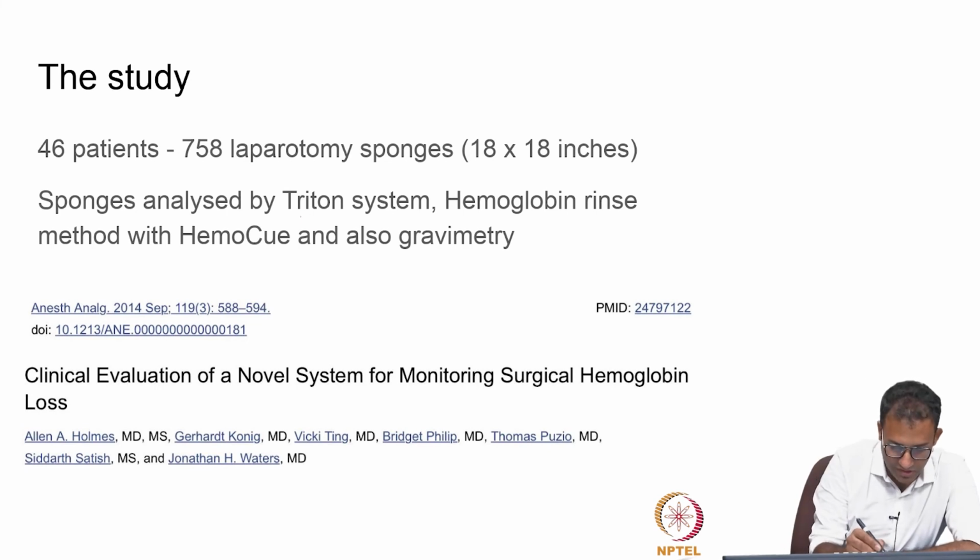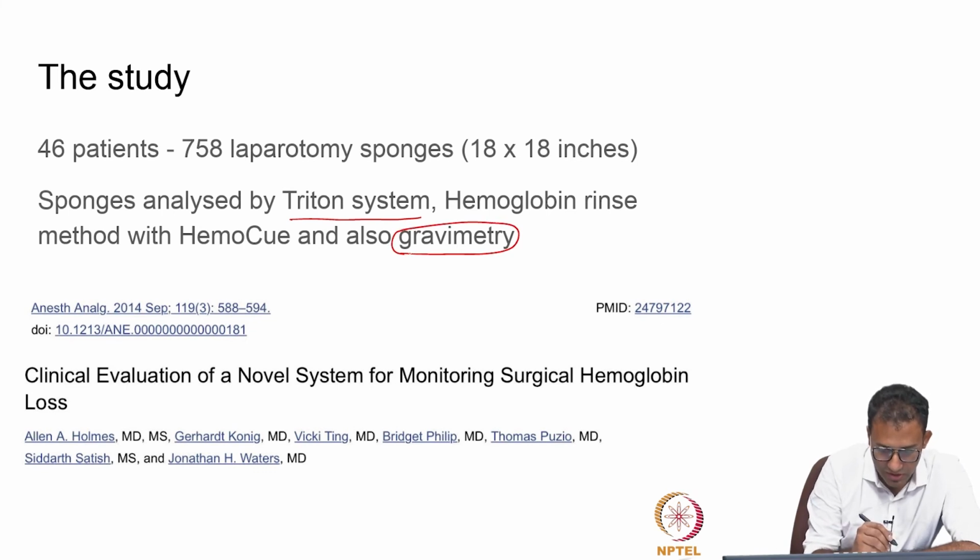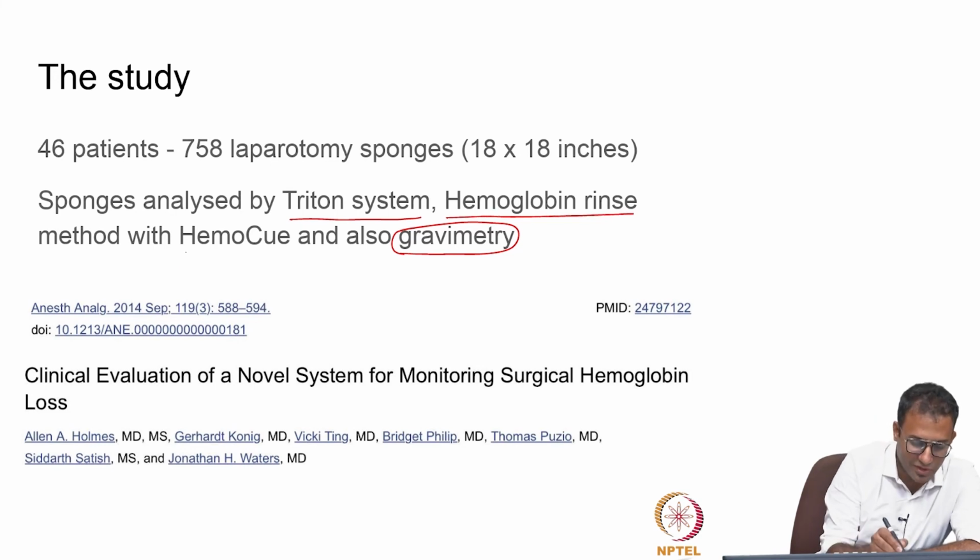So one was the product, the Triton system. The second was gravimetry, which is the conventional weighing method. The other one was the current gold standard, the hemoglobin rinse with HemoQ.